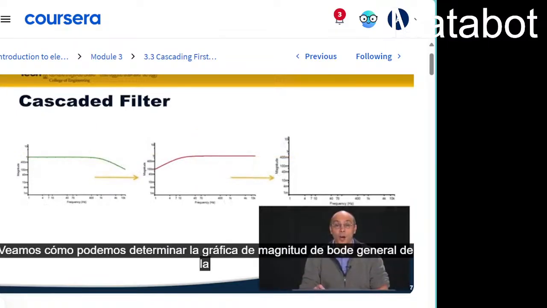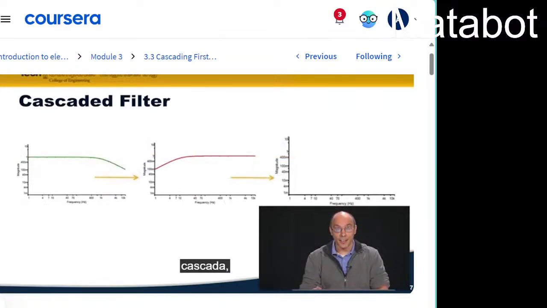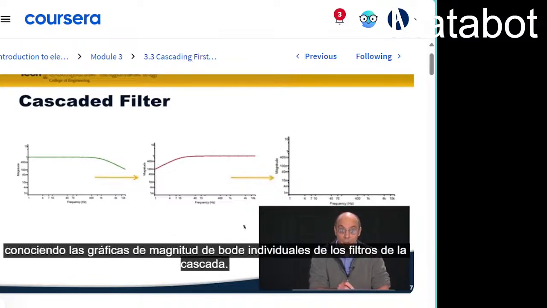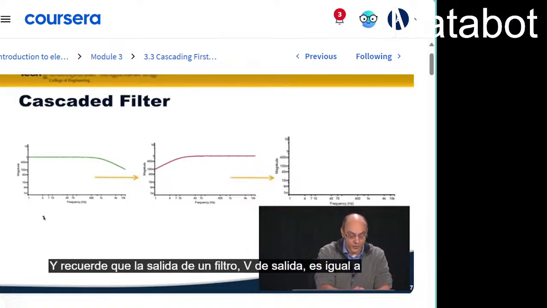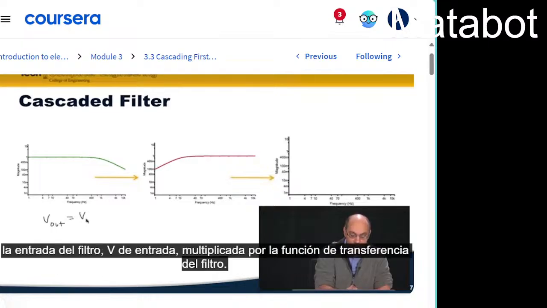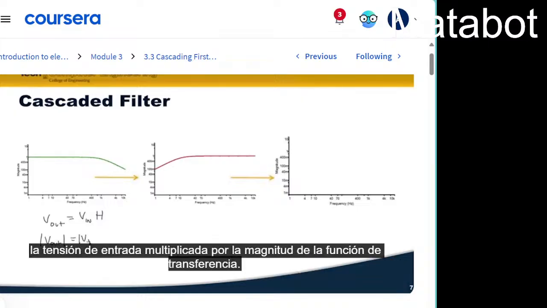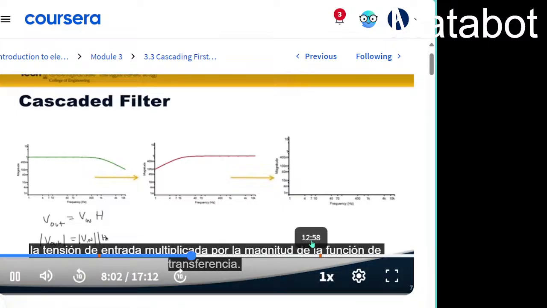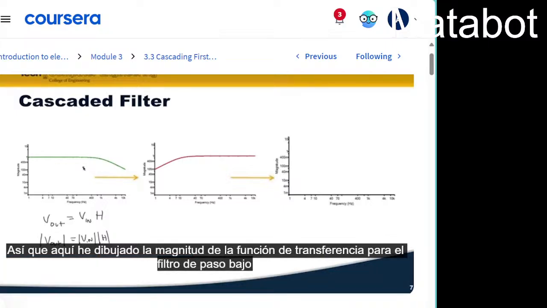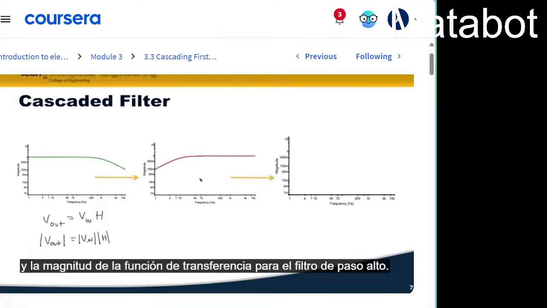Let's look at how we can determine the overall Bode magnitude plot for the cascade, knowing the individual Bode magnitude plots of the filters in the cascade. And remember that the output of a filter, V out, is equal to the input to the filter, Vn, times the transfer function of the filter. So the magnitude of the output voltage is equal to the magnitude of the input voltage times the magnitude of the transfer function. So here I have drawn the magnitude of the transfer function for the low-pass filter and the magnitude of the transfer function for the high-pass filter.